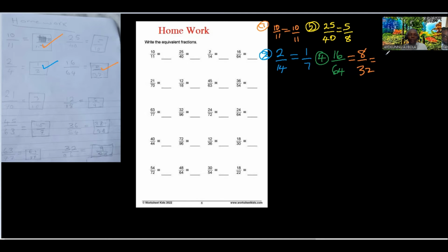2 in 8 is what? 4, and 2 in 32 is 16. You can still take it further by using 2 again. 2 in 4 is 2, and 2 in 16 is what? 8. Okay? 2 in 16 is 8.